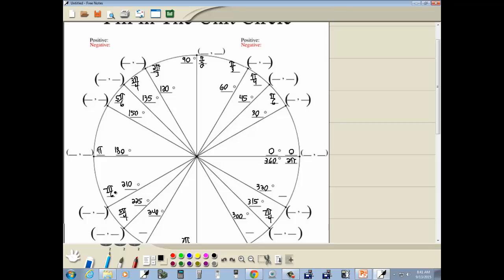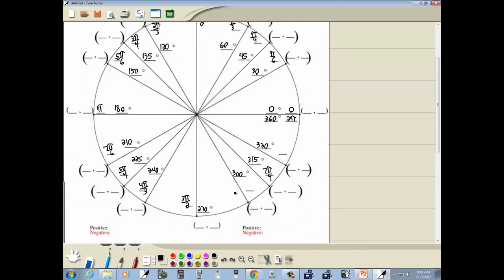7 pi over 6. 8 pi over 6, which is, what is that, 4 pi over 3? 9 pi over 6, which is the same as 3 pi over 2. Let's see, 10 pi over 6, which is 5 pi over 3. 11 pi over 6. And then 12 pi over 6, which is the same as 2 pi. So that's how you can easily build your degrees and radians.